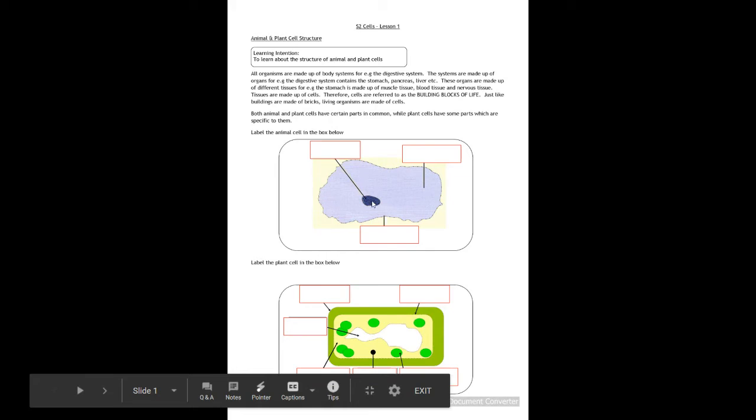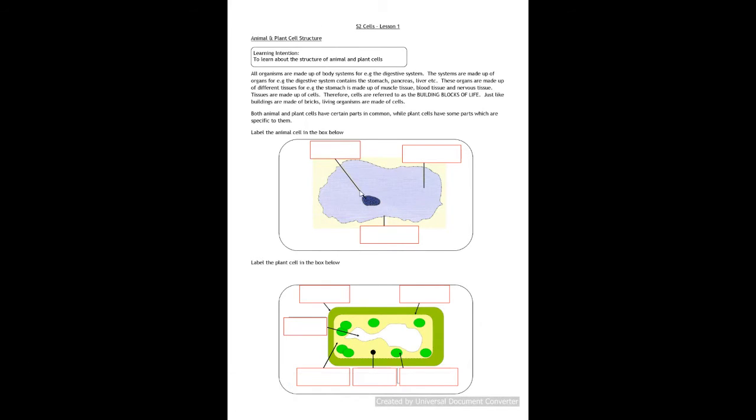Inside the cell, we'll start with the most important thing, which is called the nucleus. Nucleus. It is the control center of the cell. It contains the genetic material and makes all the decisions.